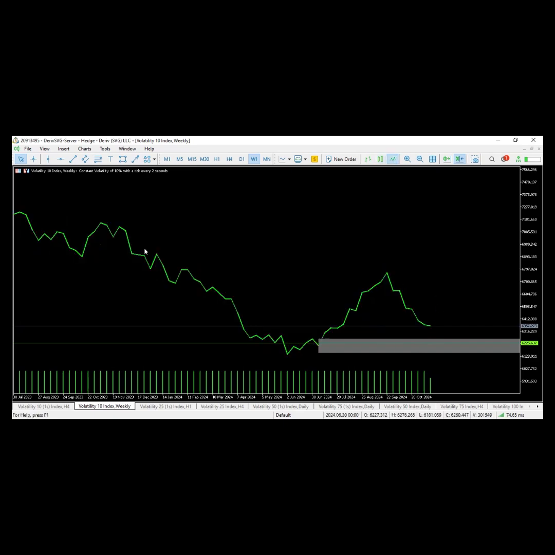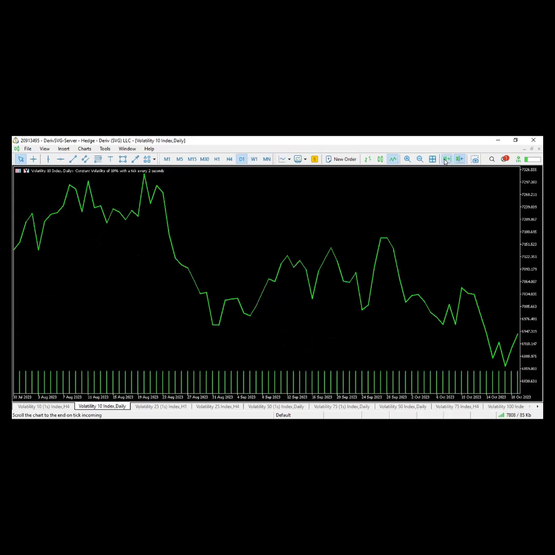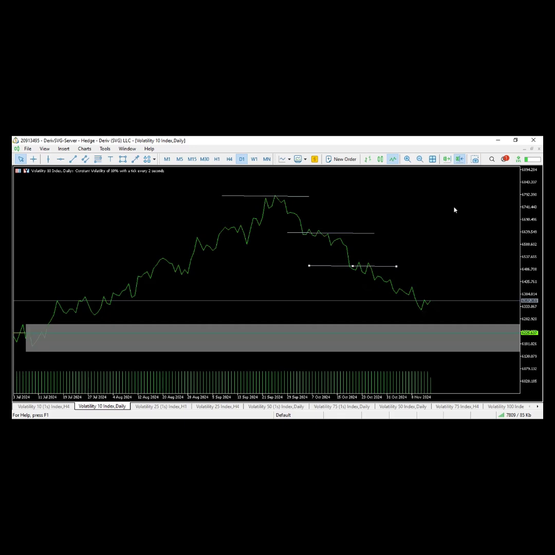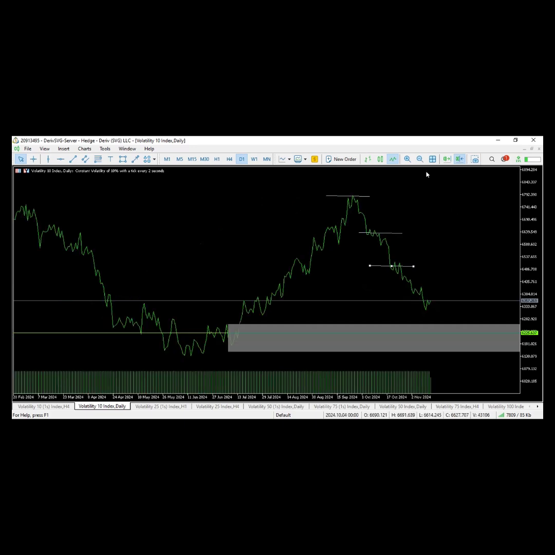On the weekly, there's nothing much except that if I mark the market structure, you can see there was this high over here, and then there was a lower high, and then maybe this was the most recent lower high on the weekly time frame. So I'm not going to park the bus over there. I'm going to go to the daily and see the market structure on the daily time frame.